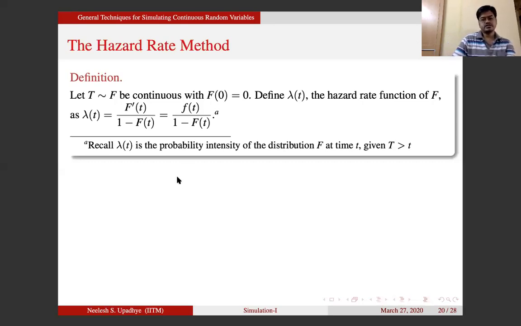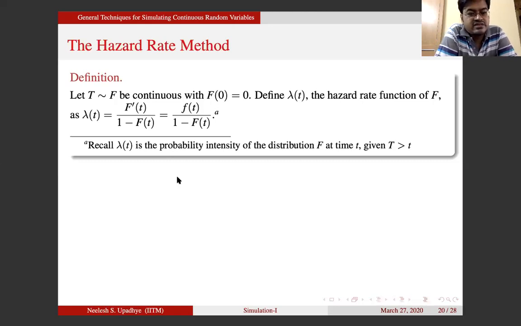So in order to consider hazard rate function, we will see what is the definition of hazard rate function itself. If I have a random variable t which follows F, which is a continuous distribution, this is a CDF of the continuous distribution with F(0) equal to 0, essentially that means it's a non-negative random variable. Then lambda(t) is defined to be the hazard rate function of this CDF F, and is given by lambda(t) is equal to F'(t) upon 1 minus F(t).